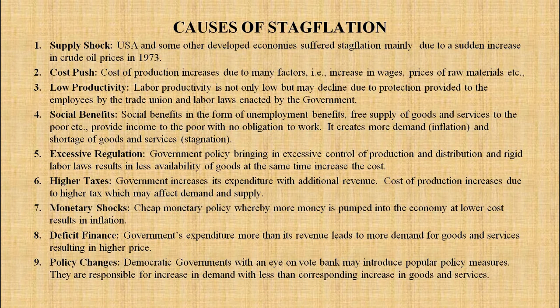Next, excessive regulation. Government policy bringing in excessive control of production and distribution and rigid labor laws results in less availability of goods, at the same time increase the cost. Next, higher taxes. Government increases its expenditure with additional revenue. Cost of production increases due to higher tax, which may affect demand and supply.